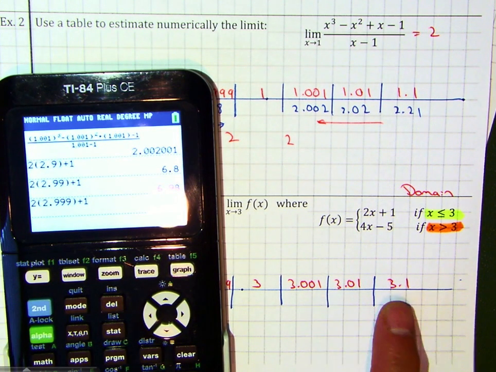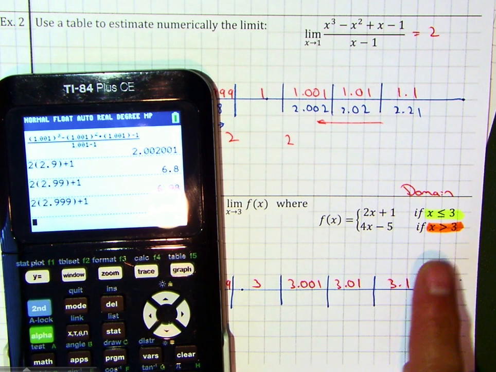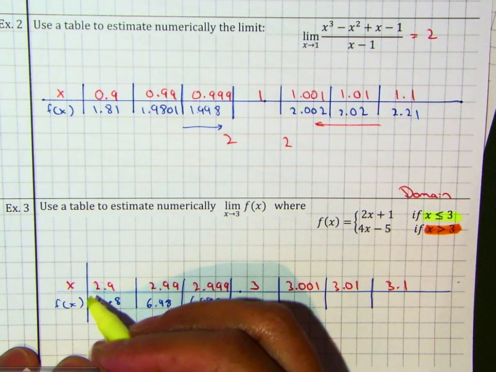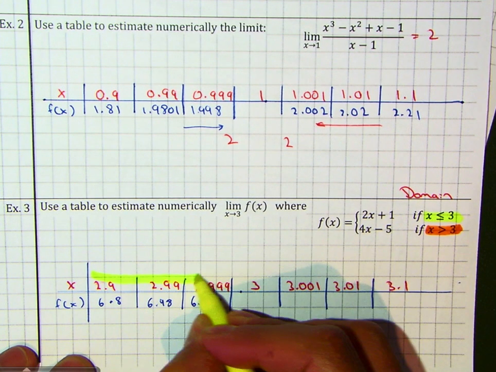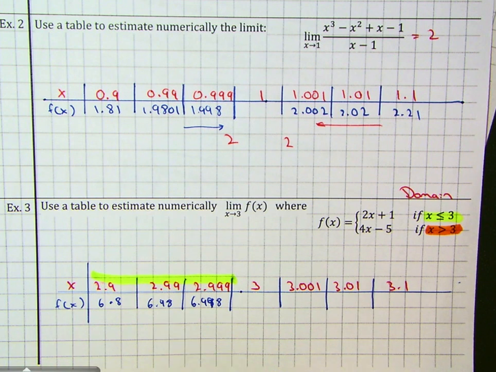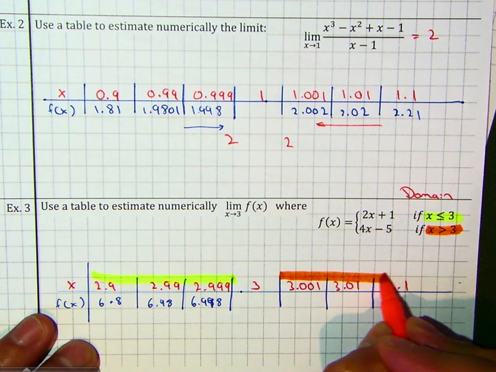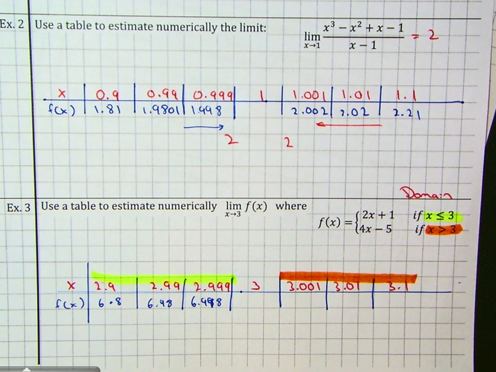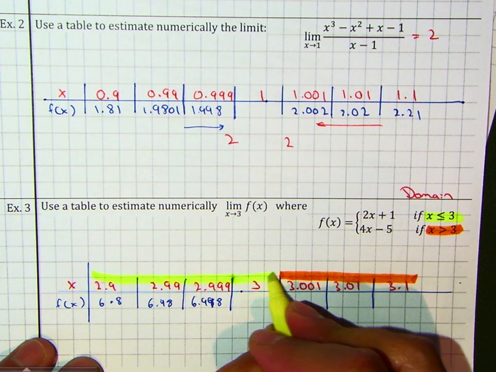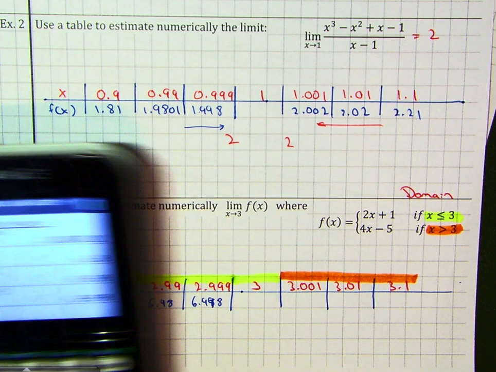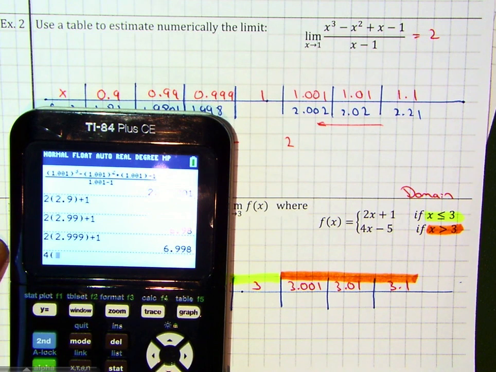Now 3.1 applies to the second piece. So in this case, these first 3 numbers apply to the first piece of the function. These numbers on the right apply to the second piece. How about the 3? Does the 3 apply to the first or the second? Correct. That's part of the first function. So I'm going to plug in 4 times 3.1 minus 5, which gives me 7.4.